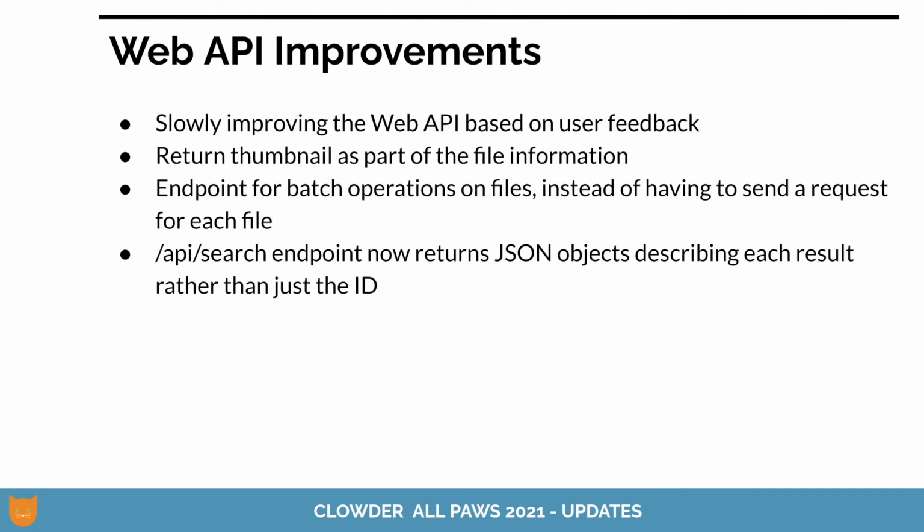There's a bunch of Web API improvements. We're slowly improving the Web API. We know that a lot of users have been very patient in using it, and there are a lot of improvements that are needed. For example, we now return thumbnails as part of the file information. There is an endpoint for batch operations on files instead of having to send a request for each file. The search endpoint now returns JSON objects describing each result rather than just the ID, and then you have to make a bunch of other calls. We'll continue to do those moving forward as requests come in.